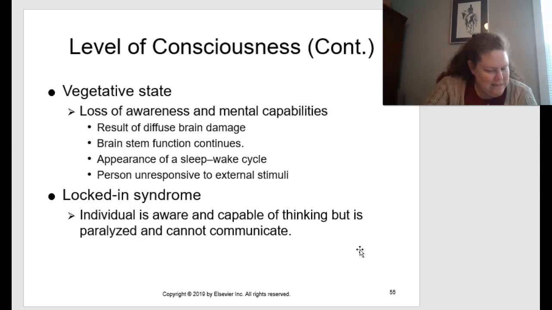We also have locked-in syndrome, and this refers to a condition in which an individual with brain damage is aware and capable of thinking, but they are paralyzed and cannot communicate. And so sometimes people can blink their eyes or move their eyes for a yes or no response.